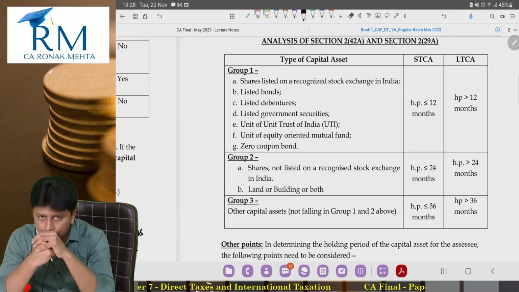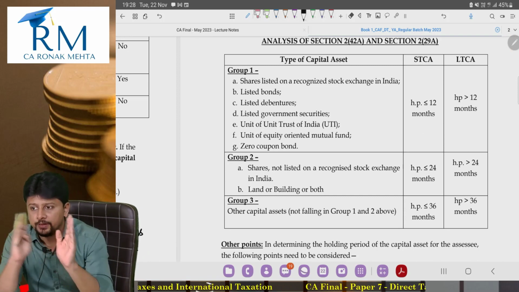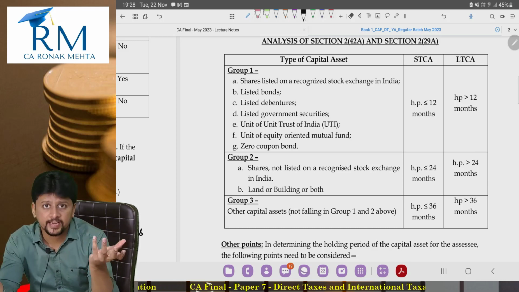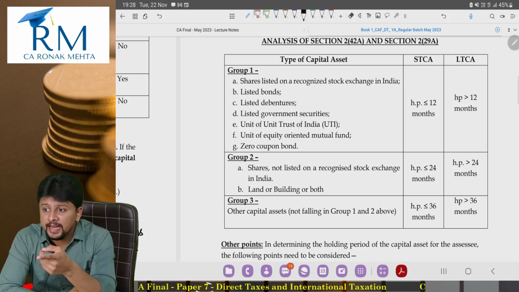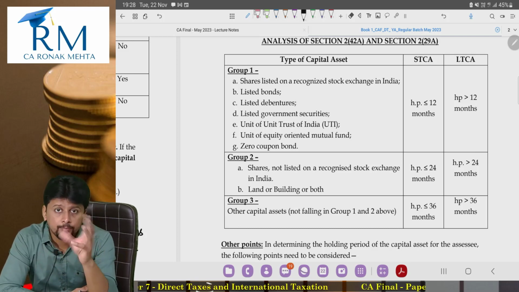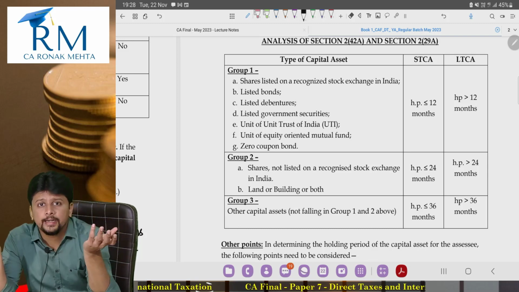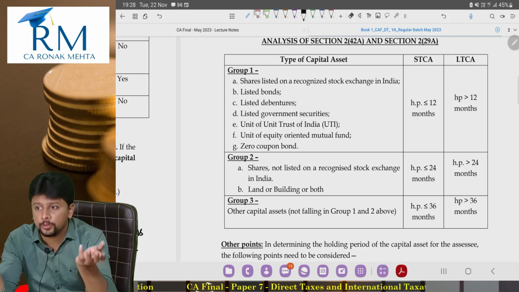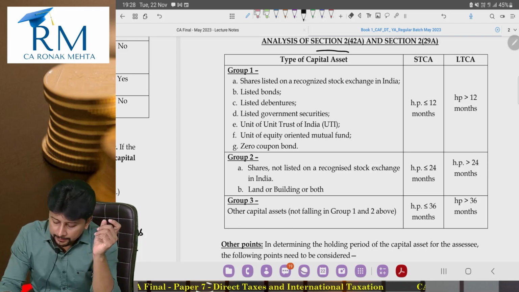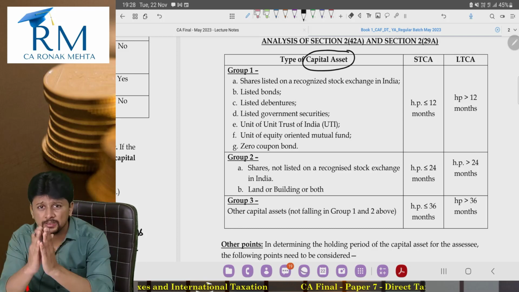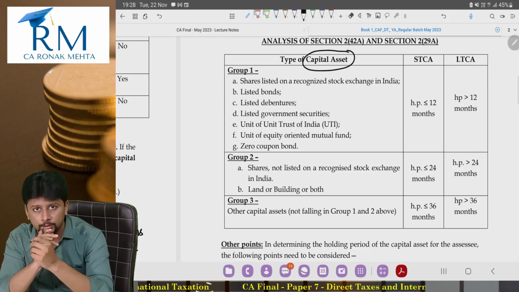analyzes the whole definition. Where will 12 months apply? Where will 24 months apply? Where will 36 months apply? Of course, all of this has to be a capital asset. So when I say land, obviously I am not talking about rural agricultural land in India. Rural agricultural land in India is not a capital asset only, so we are not bothered about this. It has to be a capital asset for sure. 12 months, 24 months, 36 months. This is how you divide it into short term or long term.